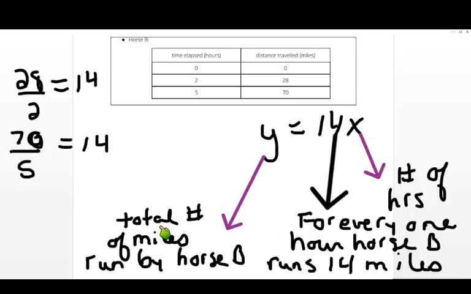And once again, I want you to make sure that you have labels for the y, for the 14, and for the x. If you don't have those labels, get them done now and put them in. It's okay that you didn't write them on your own the first time.